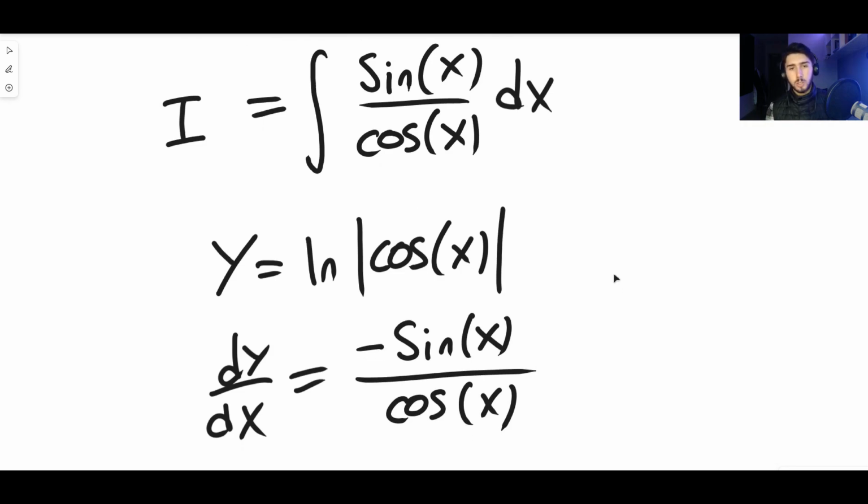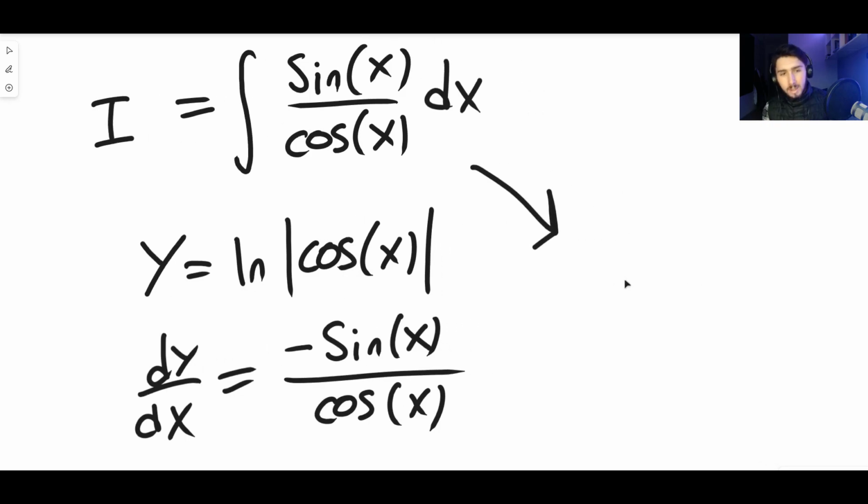We're trying to integrate sine x over cos x. If we differentiate the natural log of cos x, we just get negative that. So that means that this must integrate to minus the natural log of cos x. I must be equal to negative the natural log of cos x.